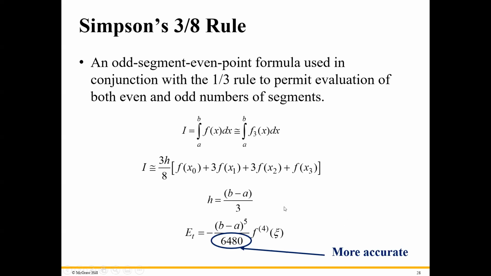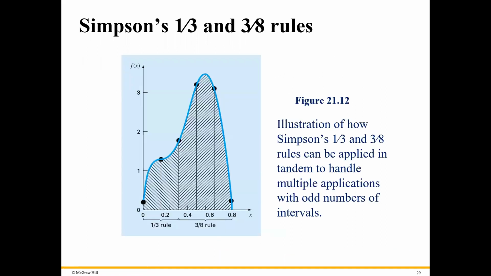Next, of course, it is more accurate than the Simpson's 1/3 rule. You can see that it's because of the larger denominator. In the Simpson's 1/3 rule this denominator was 2880, but here it is 6480. So it gives a much smaller error compared with the Simpson's 1/3 rule.